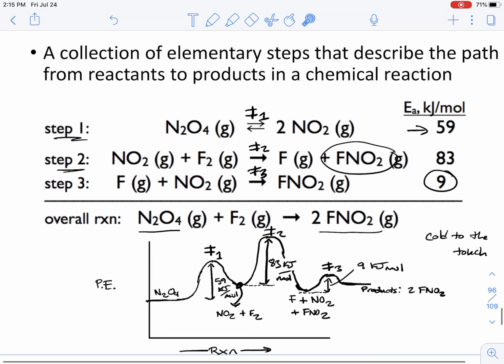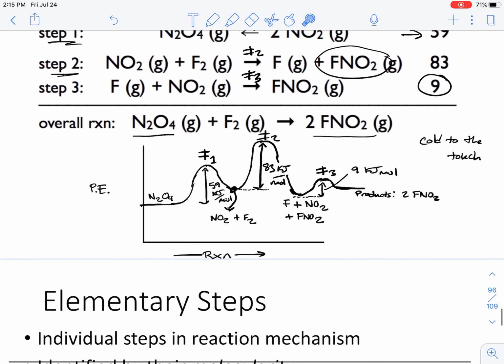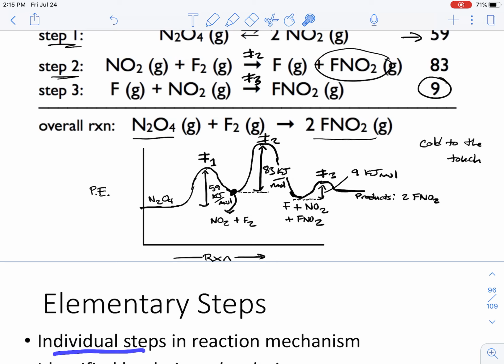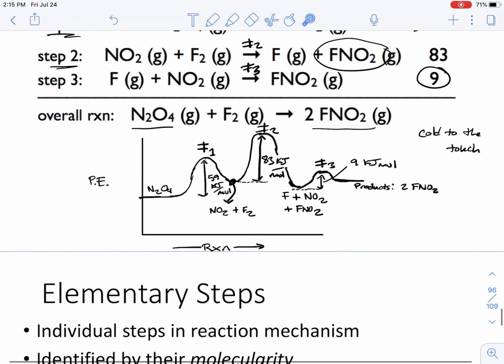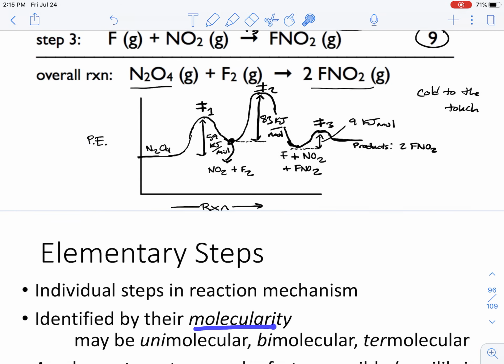All right. And so let's go ahead and talk about the elementary steps in greater detail. And so elementary steps are individual steps in the reaction mechanism, as we've already seen. And so elementary steps can be described by their molecularity. And so I'll go ahead and further elaborate on what molecularity is and why it's useful for determining whether or not a reaction mechanism is plausible. And so the molecularity of the elementary steps can be identified as unimolecular, bimolecular, and termolecular. And once again, we'll look at what these mean in just a second.